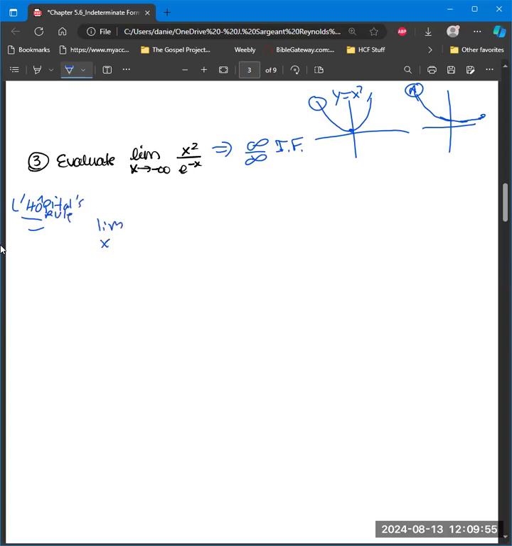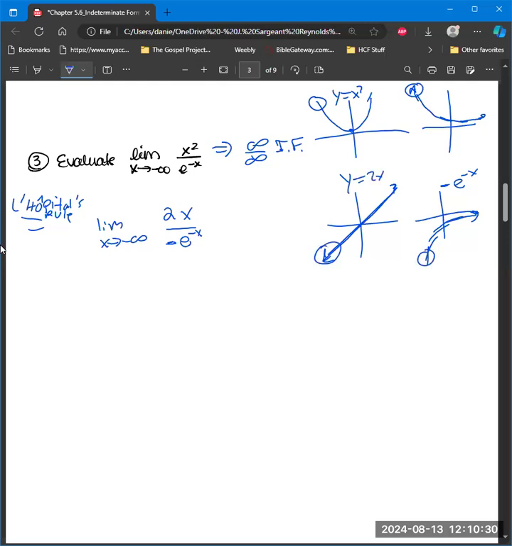This is the limit as x goes to negative infinity of 2x over negative e to the negative x. And now we've got a linear function like that. And we have a negative version of this. This is like so. This is negative e to the negative x. And this is y equals 2x. I go to negative infinity here. This is going to negative infinity over negative infinity, which is still an indeterminate form.